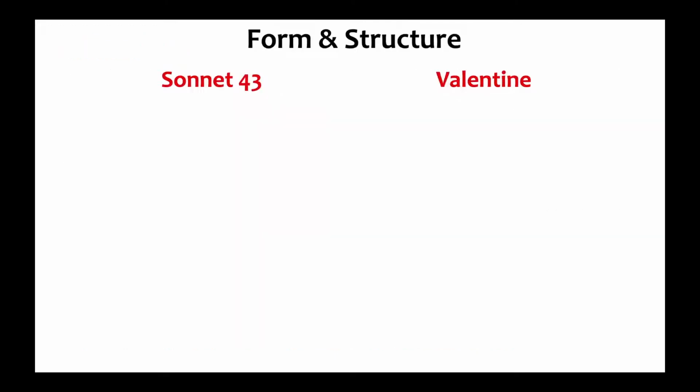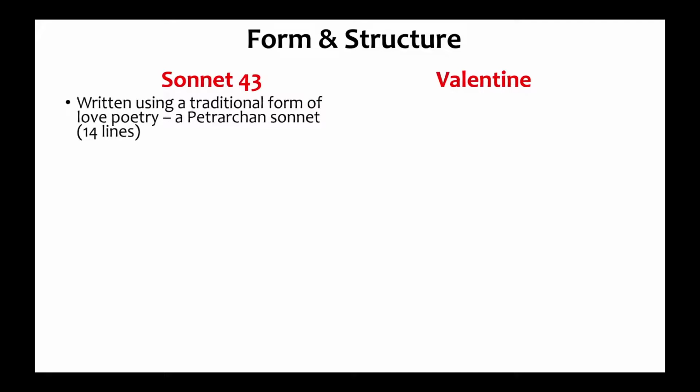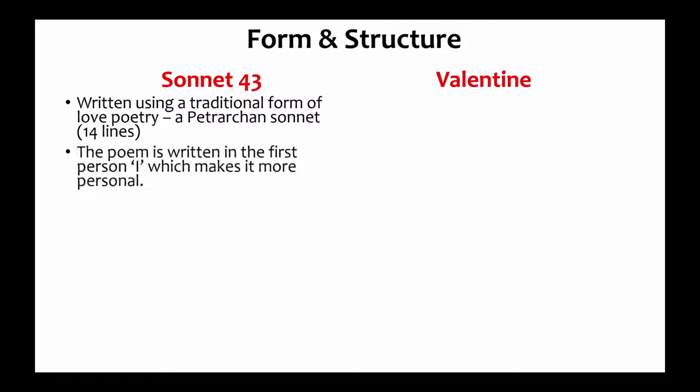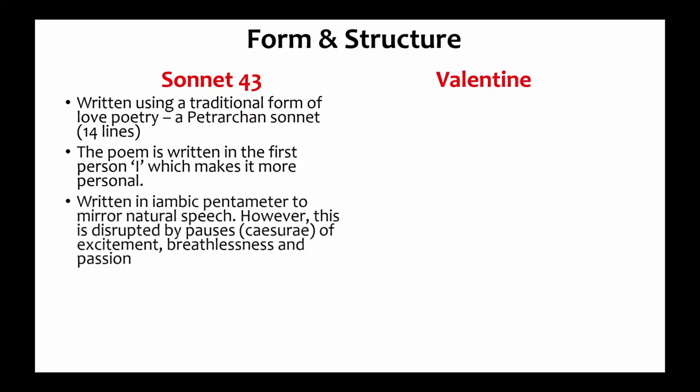Now, if we finally compare the form and the structure of the poems, Sonnet 43 is written in a very traditional, classical love poetry form, in the form of a Petrarchan sonnet. It is written from the first person. Both of these poems are written in the first person, which makes them seem a lot more personal and autobiographical.